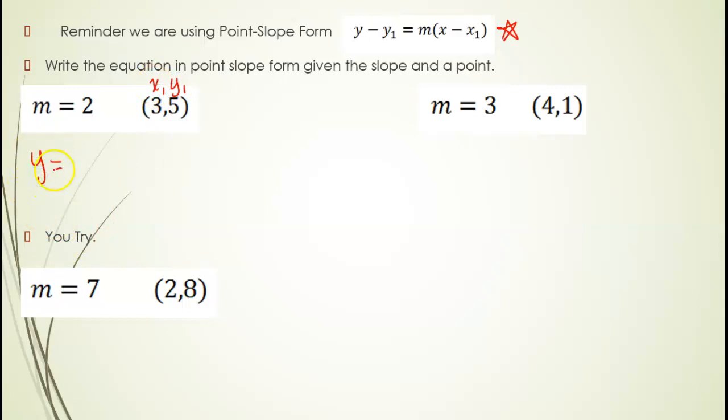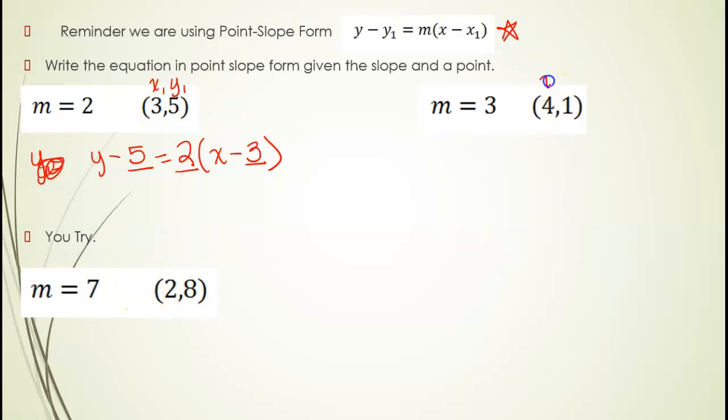Filling in the blanks will look the same every time. Sorry, that shouldn't be an equal sign. It should be y minus some blank equal to some slope times x minus some blank. The y value from your point always goes here, the slope always goes here, and the x value from your point always goes there. And that's point-slope form.